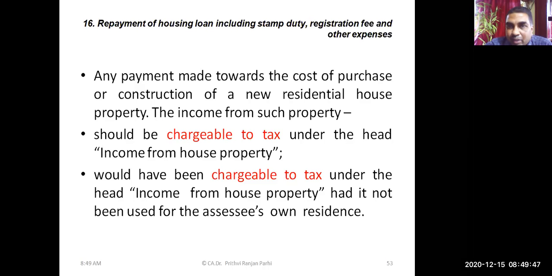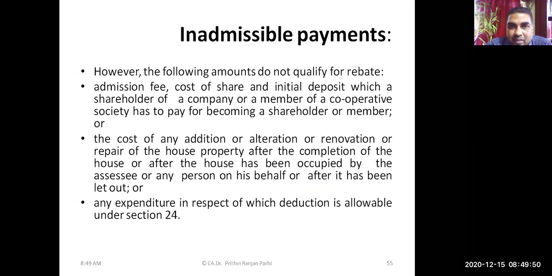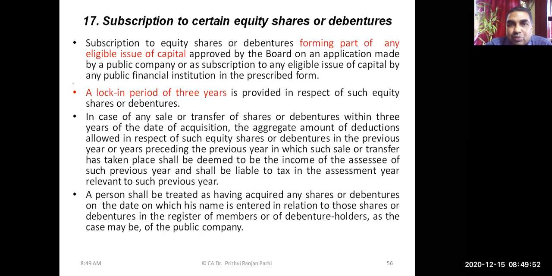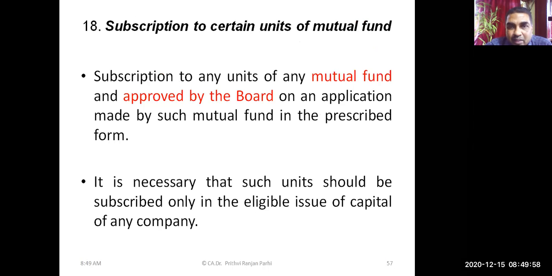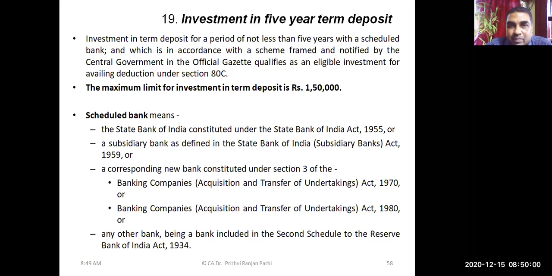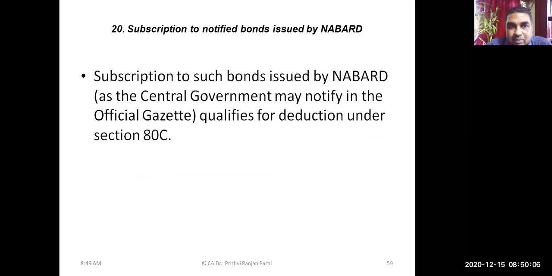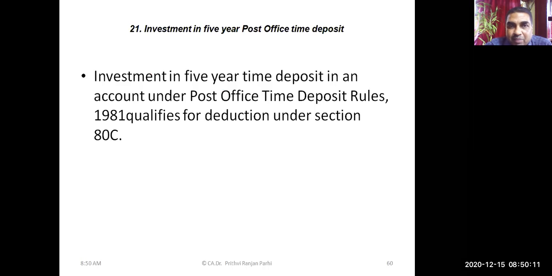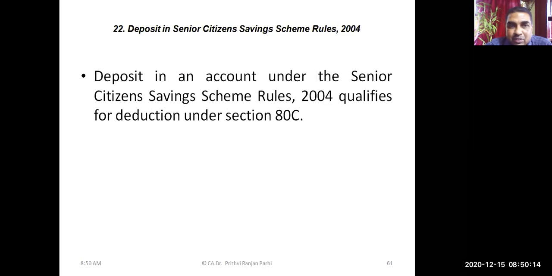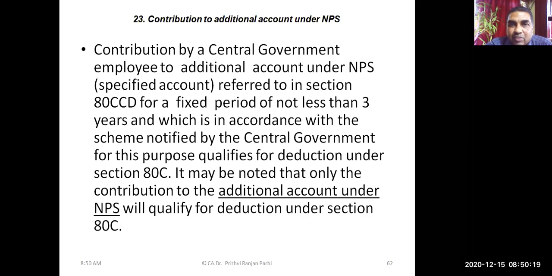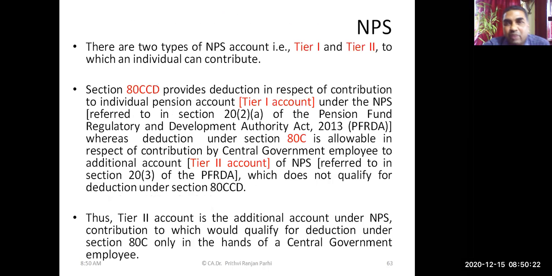Then housing loan repayment, right? Then subscription to certain equity shares and debentures on certain eligible issues, subscription to units of mutual funds, investment in 5-year term deposits of certain banks, subscription to notified bonds issued by NABARD, investment in 5-year post office deposit schemes, deposit in senior citizen savings scheme, contribution to additional amounts of NPS. So we have discussed all these things, and NPS we have discussed in detail.